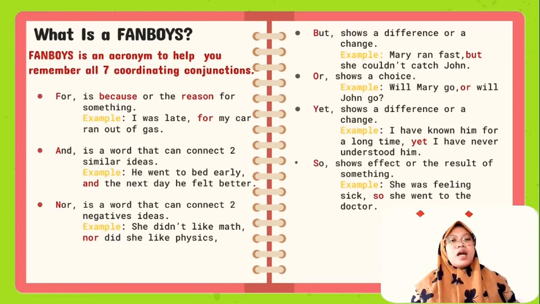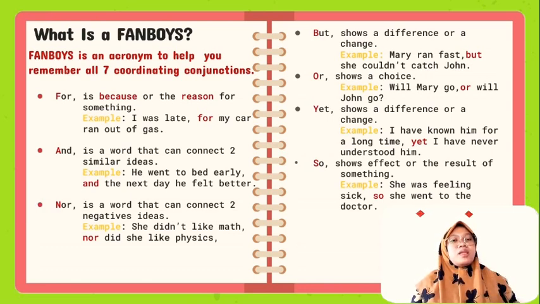For example, I was late for my car ran out of gas. Number 2, A is and. Is a word that can connect two similar ideas. For example, he went to bed early, and the next day he felt better. Number 3, N is nor. Is a word that can connect two negative ideas. For example, she didn't like maths, nor did she like physics.